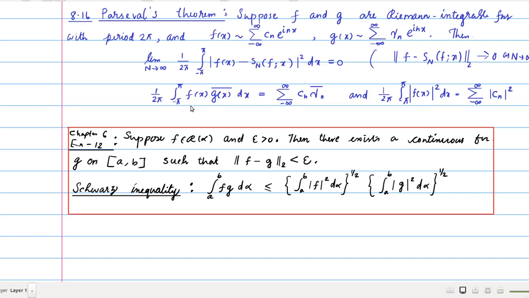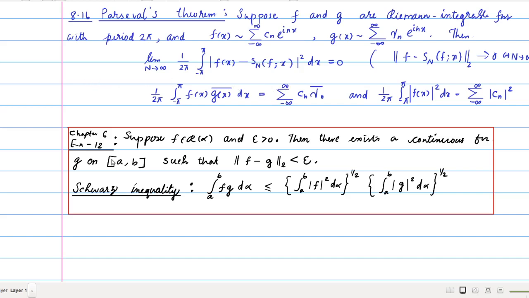And if we have f and g, then this integral will be the summation from minus infinity to infinity of c_n times γ_n conjugate. And if you replace g by f itself, then this becomes the norm of f squared. So the norm of f squared is obtained by the summation from minus infinity to infinity of |c_n|². That means the Fourier series converges to the corresponding f, if f is a Riemann integrable 2π periodic function, with respect to the 2-norm. Okay, so with respect to the 2-norm, we can get the convergence of this Fourier series.